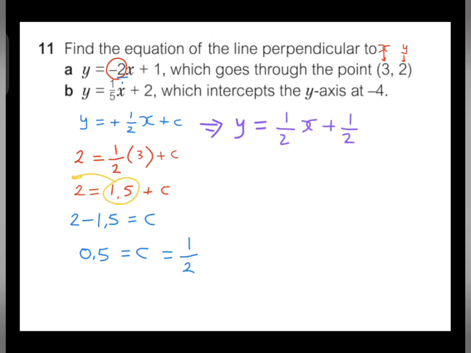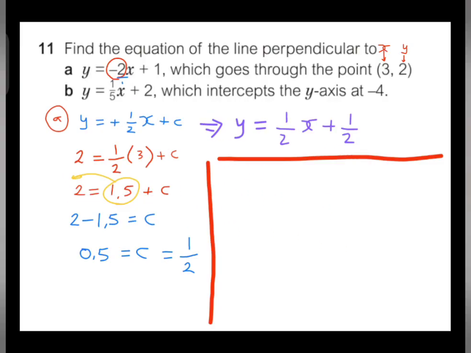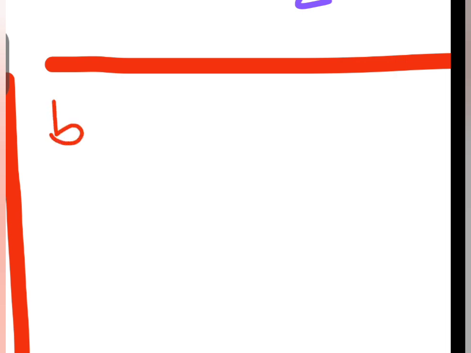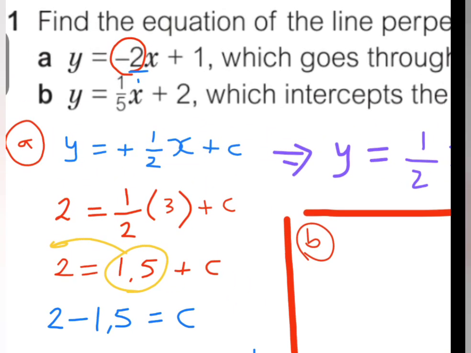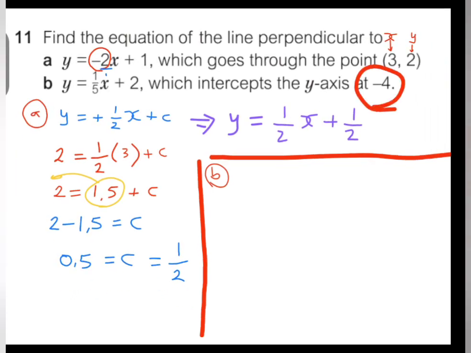You can use the same idea in answering this, but this one is easier because he gave you the y-intercept. So let's answer it very fast. First thing, let's put a line like this so we don't mix things up. This is A, and this is B. Now, in this question, he wants a perpendicular line to this line, and he gave you the y-intercept, which is -4.